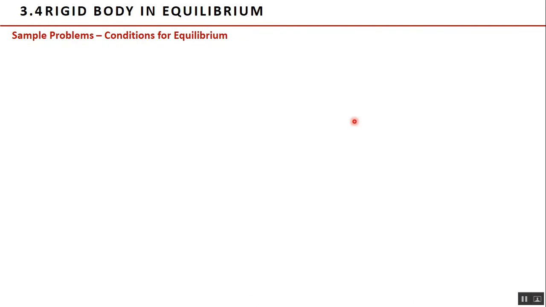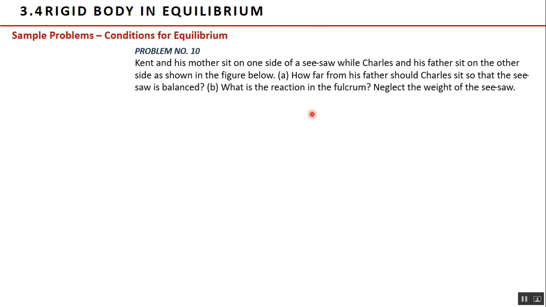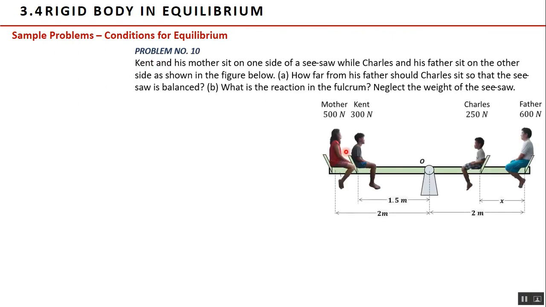Let us consider another sample problem. Problem number 10. Kent and his mother sit on one side of a seesaw, while Charles and his father sit on the other side, as shown in the figure below. Letter A. How far from his father should Charles sit so that the seesaw is balanced? Letter B. What is the reaction in the fulcrum? Neglect the weight of the seesaw.